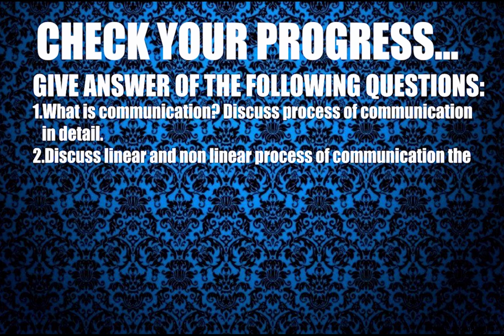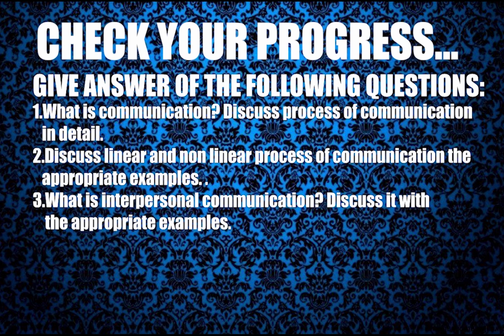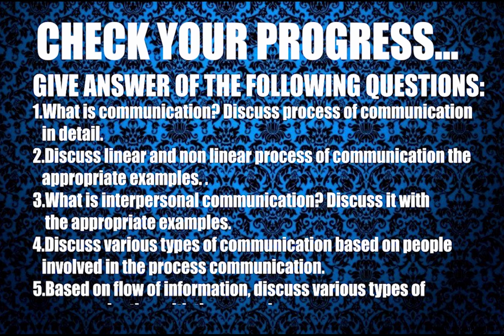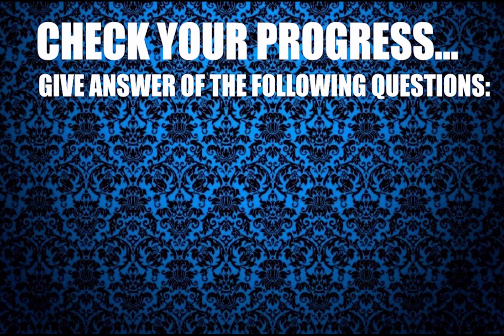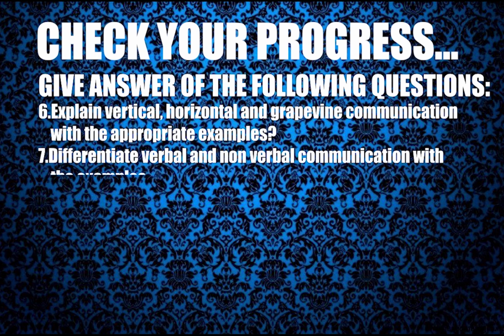Number 2. Discuss linear and non-linear process of communication with appropriate examples. Number 3. What is interpersonal communication? Discuss it with appropriate examples. Number 4. Discuss various types of communication based on people involved in the process of communication. Number 5. Based on flow of information, discuss various types of communication with examples. Number 6. Explain vertical, horizontal and grapevine communication with appropriate examples.